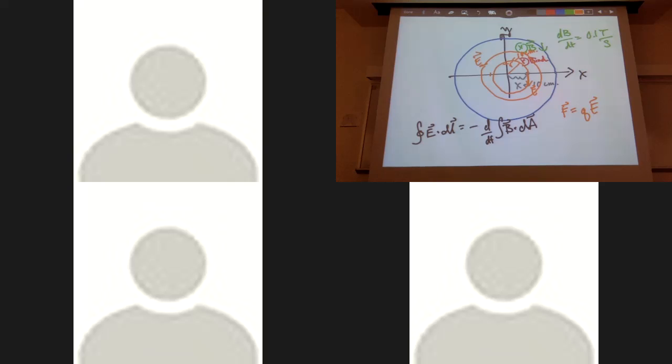Again, since this is a circle, dl will be in the same direction as E, which means the left-hand side is simply going to be E times 2 pi r. That is going to be equal to, since the area is constant as far as the magnetic field is concerned, the time rate of change of B times A. I'll let you guys fill in the rest of the blanks. Not too bad.